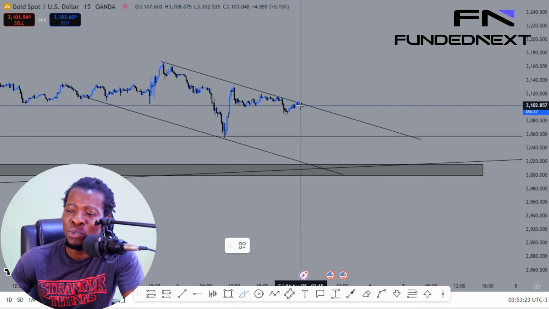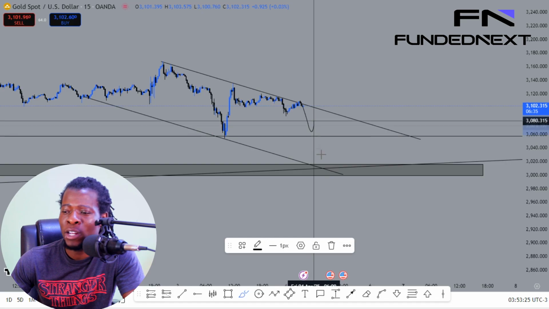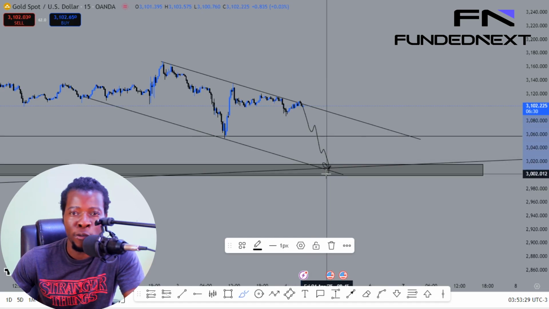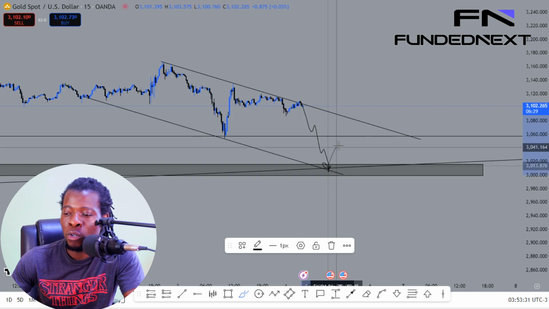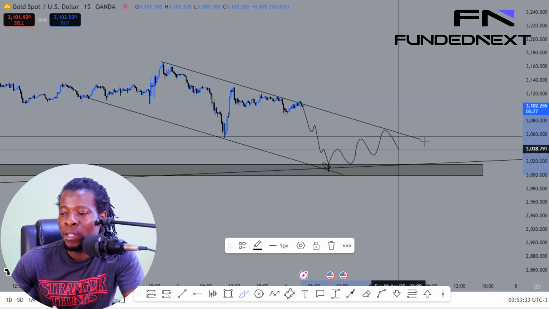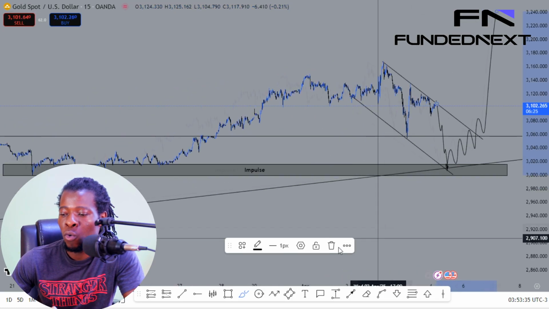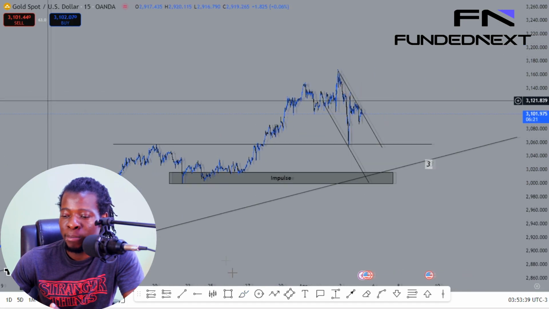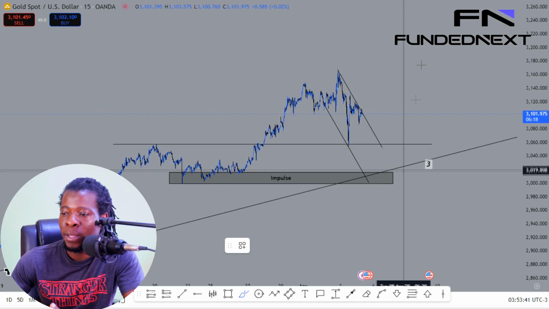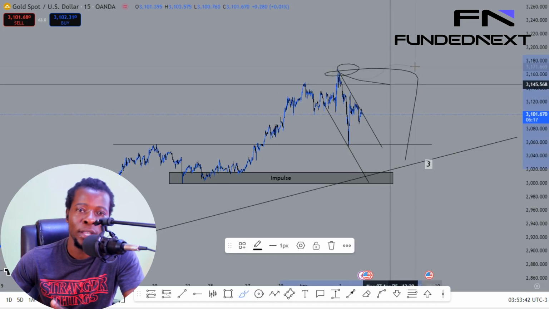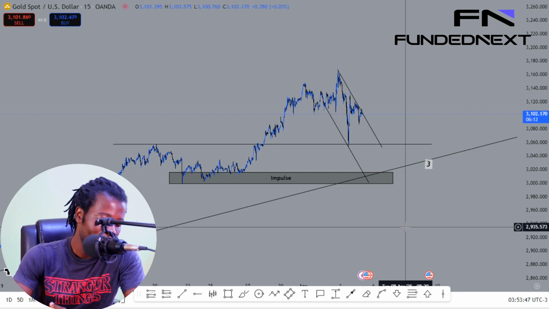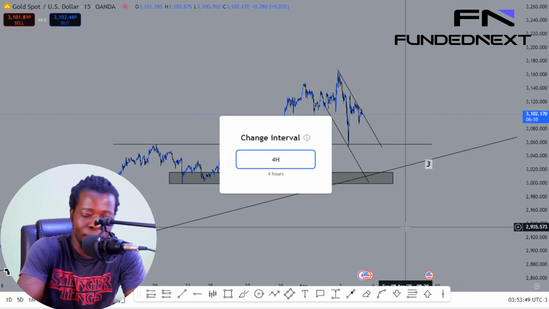Probably my anticipation is to let the market continue dropping, let gold continue dropping. Then once it hits this level, that is when we should be looking for my long-term buys on gold. Probably then look for all the way up, targeting the previous high. I believe it might be trying to go back to take out this high, so that we might continue with our long-term buy. At the same time, let's just take it to the H4.